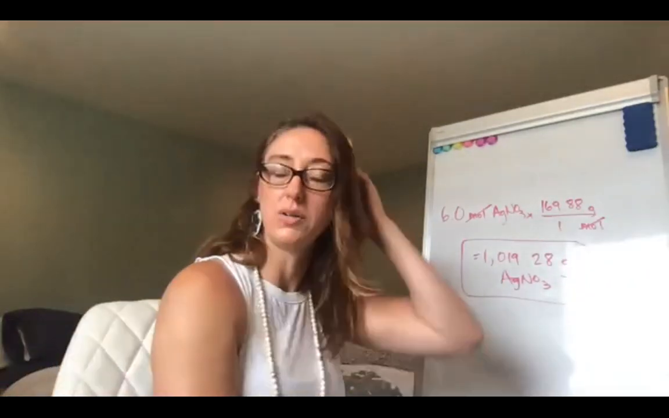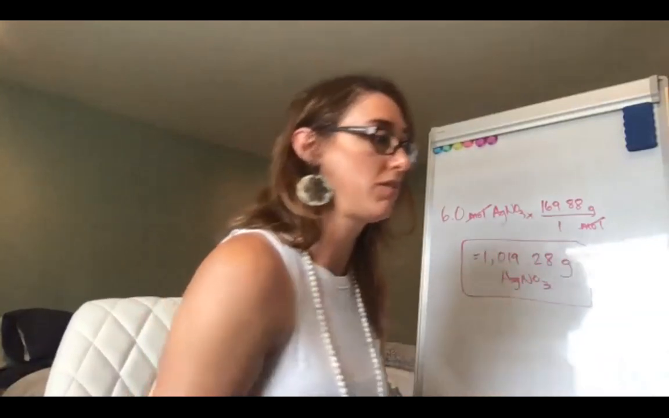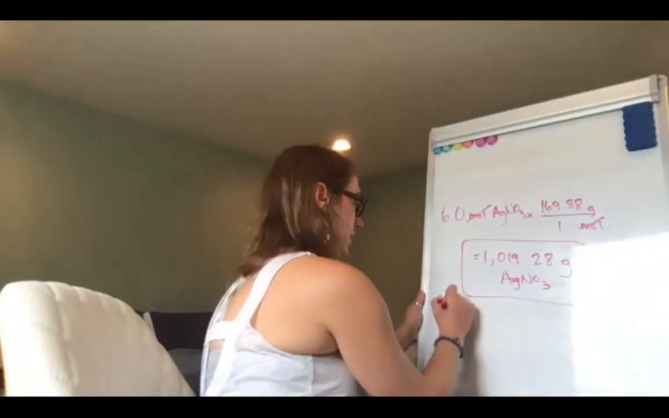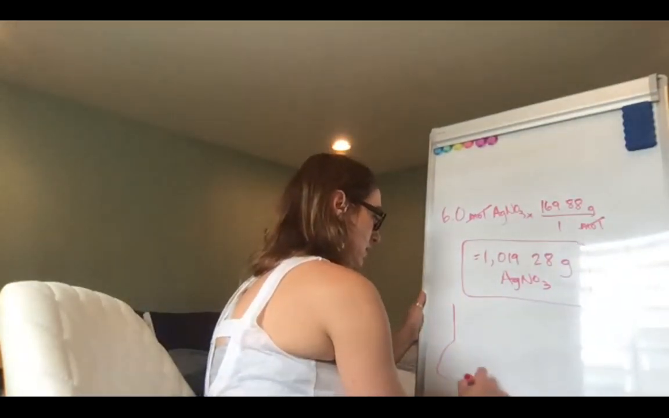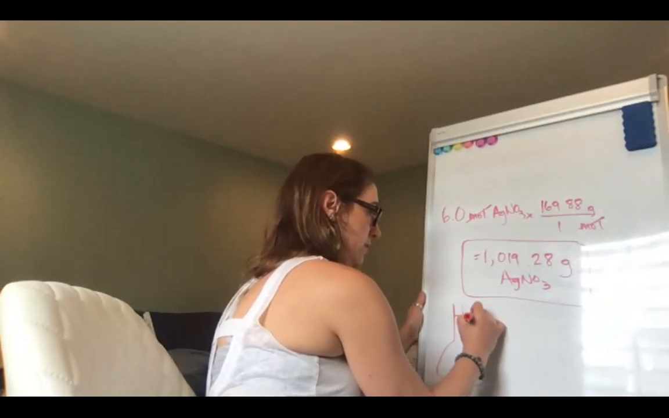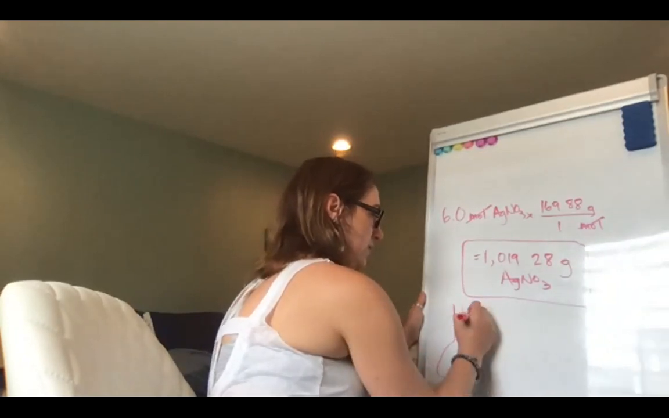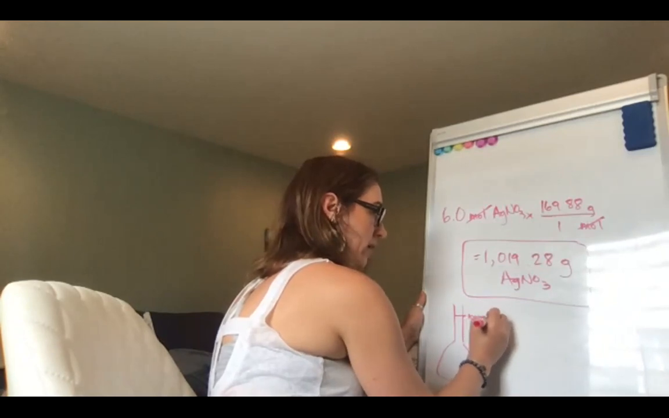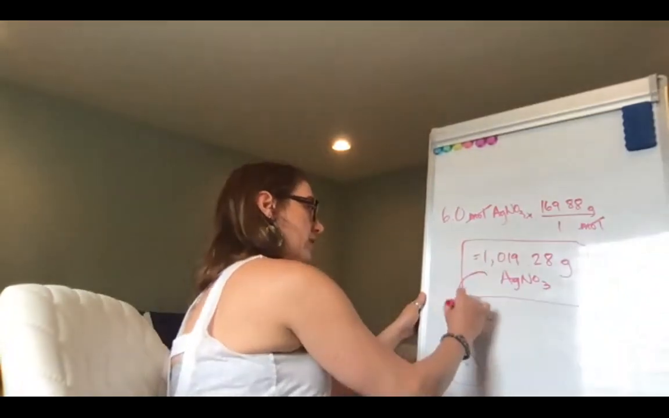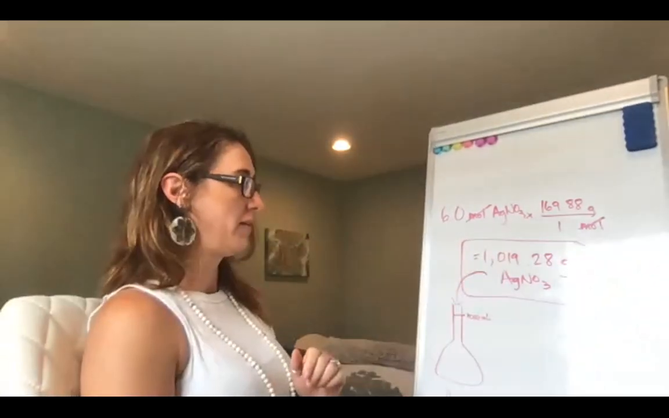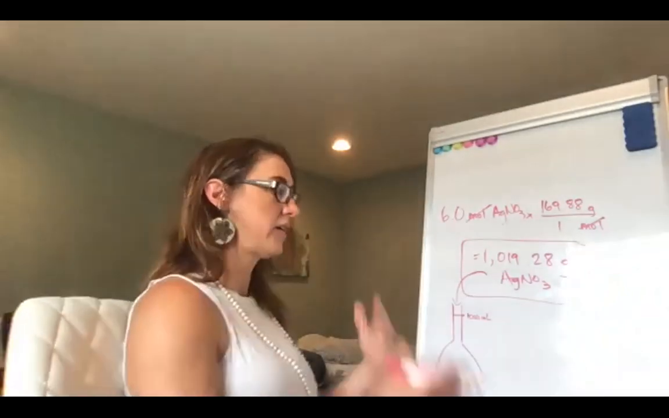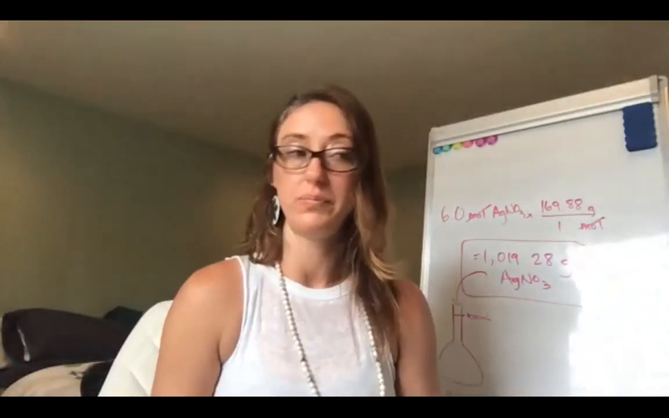And then I would get a 1 liter volumetric flask. Here's my little volumetric flask, and 1,000 milliliters would be the one marking on it, right? That would be my 1 liter volumetric flask. And I'd put this many grams of silver nitrate in there, and then I'd fill it all the way to the top with water, and bam, I've got my stock solution, okay?